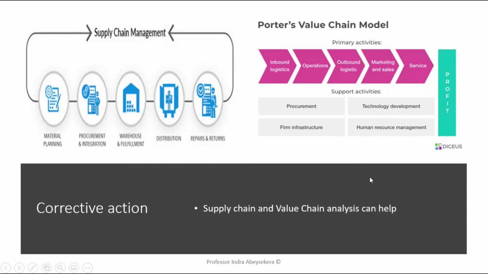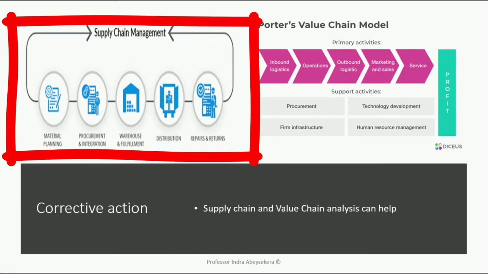In taking corrective action, the supply chain and value chain analysis can help. For example, an enterprise in the food industry can encounter a food contamination, and the food contamination may have arisen from a supplier. In that instance, the enterprise needs to review its supplier base and then ensure that suppliers meet the quality standards or the customer expectations that are required by the enterprise.